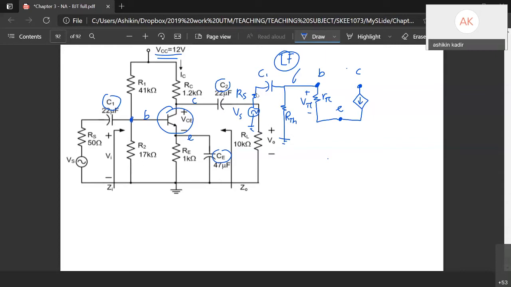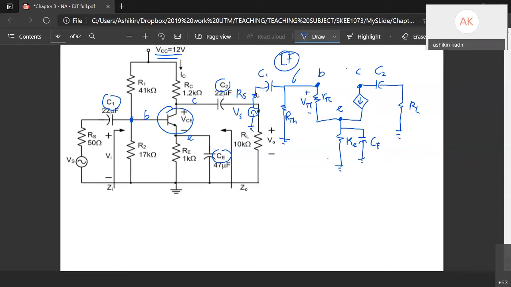And now at the collector, you have a capacitor C2 and also a resistor RL. And then at the emitter, you have RE and CE. So you just draw the RE and also CE. Alright, so now we have three capacitors that we need to do the analysis for.